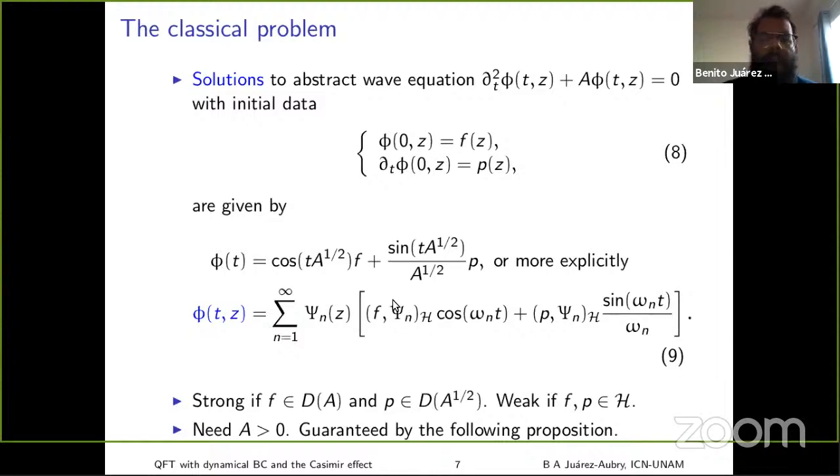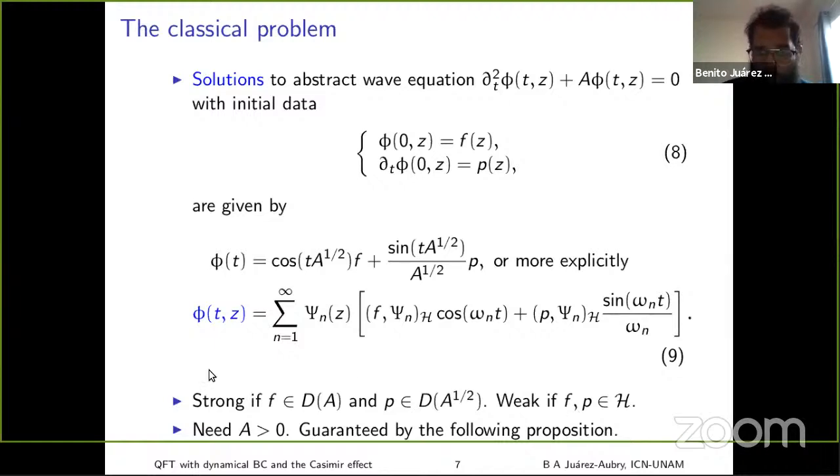So if these psi n's are the eigenfunctions of my operator A, then I can write the solution as an eigenfunction expansion. And notice that these eigenfunctions have two components. So they have a bulk and a boundary component. So likewise the solution has two components. Of course, this is a strong solution if these initial data are in the correct domains. Well, let's say sufficiently regular, and they are weak if you ask for less regularity. But well, this is just mathematics.